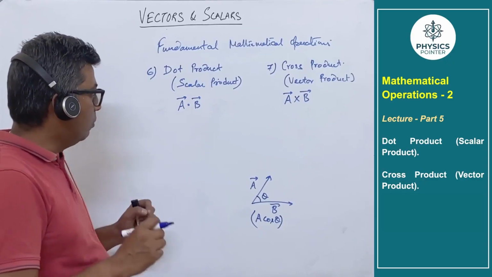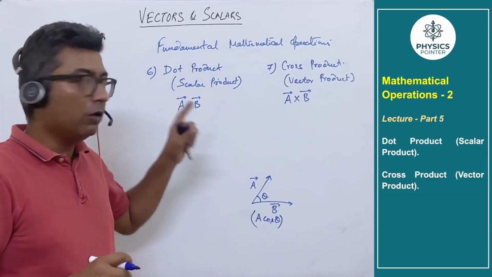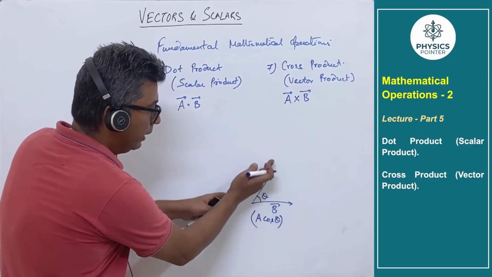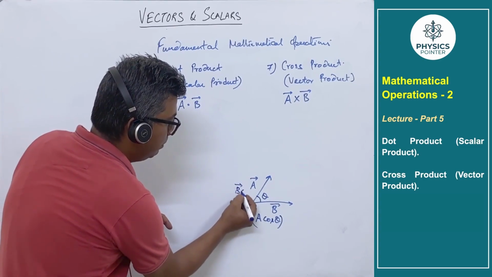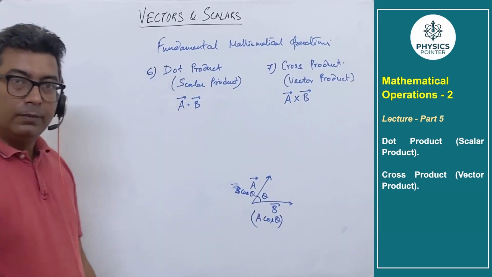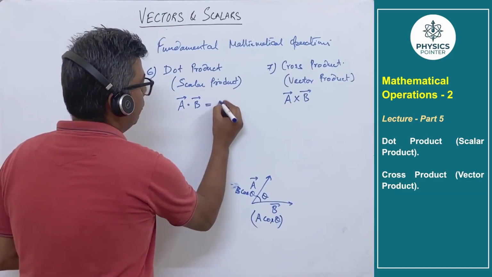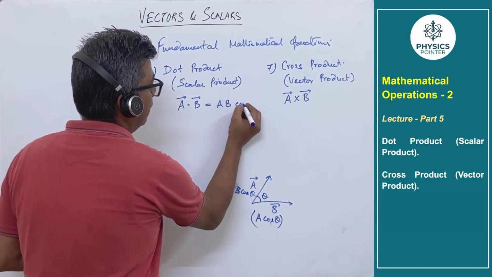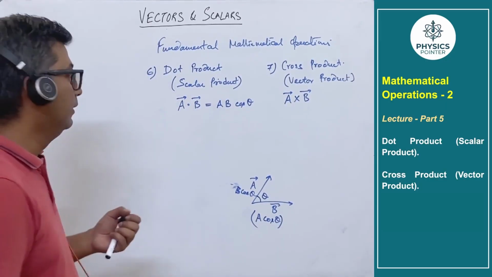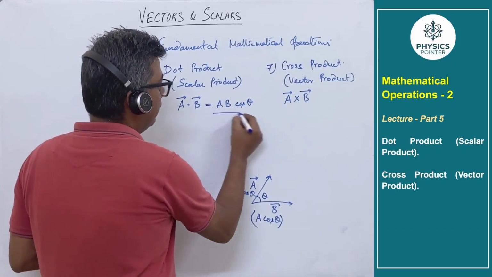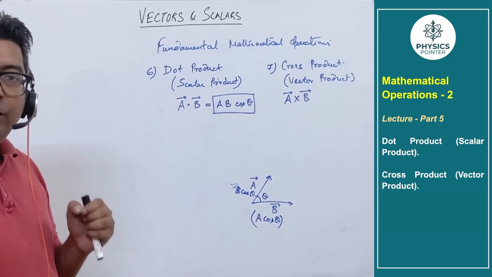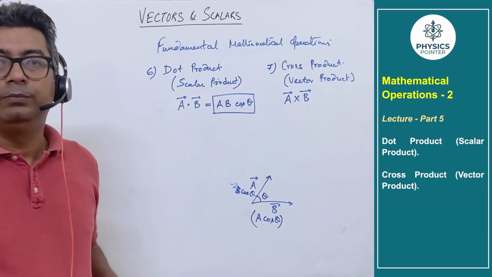So the dot product is about how much A is aligned to B, or how much B is aligned to A, in both cases. If I take the B component on A, the B component on A will be B cos theta. And this is exactly what we get, A B cos theta. Interesting. Now, if you look into this, nothing out here is a vector. The final value is a scalar value.